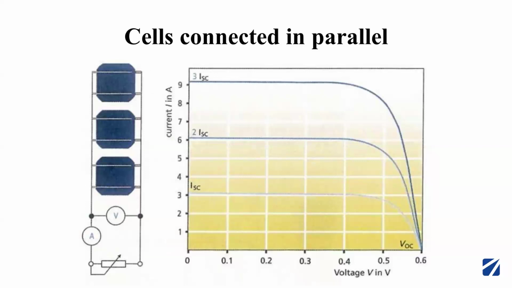Now cells connected in parallel. If our requirement is such that we want more current, we can connect the cells in parallel, or we can connect the modules in parallel. When you connect the modules in parallel, you have to take care that all of them maintain the same voltage, and the currents get added up. So this way you can connect them in parallel.